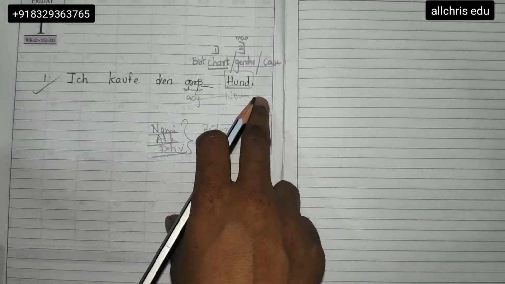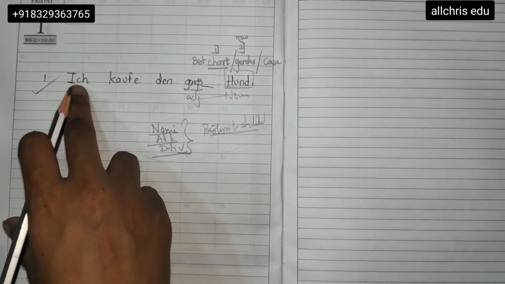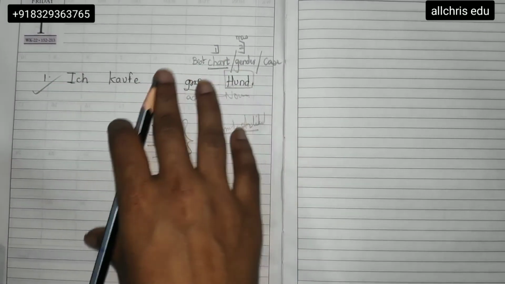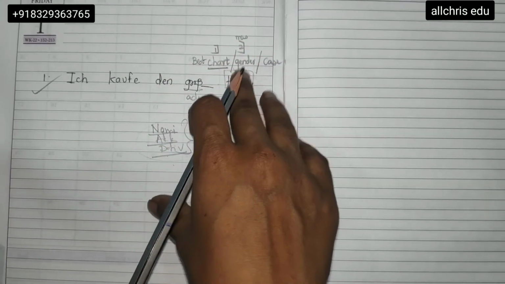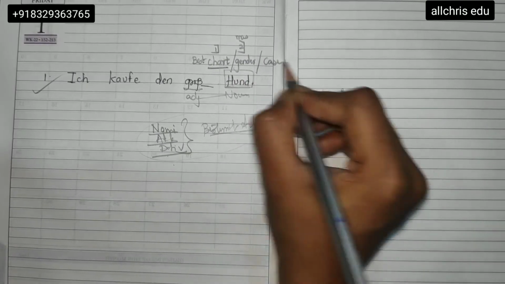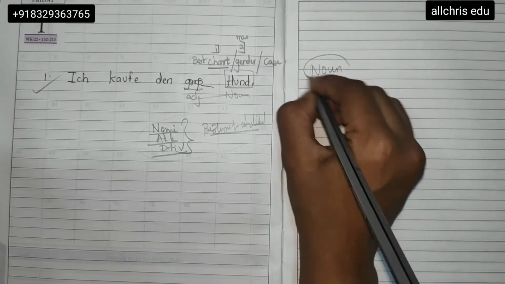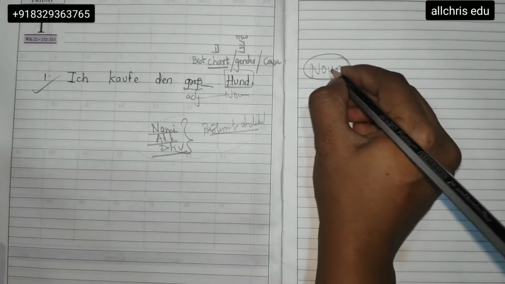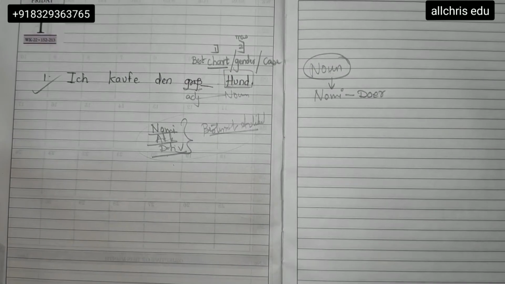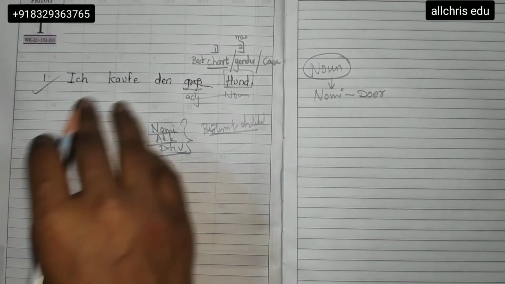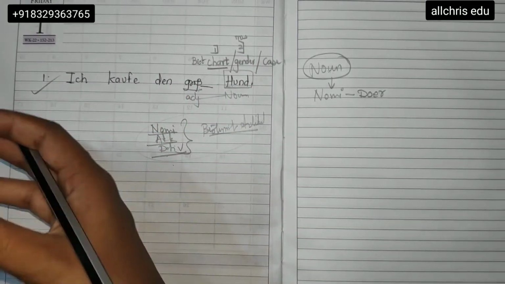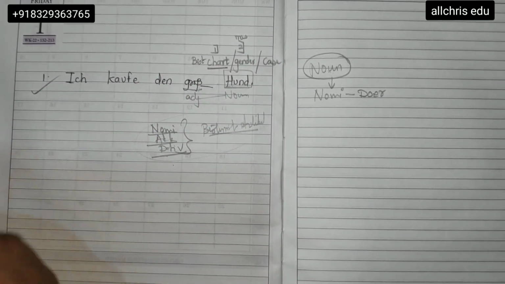So in this particular line, this Hund, how to find out whether this is nominative, accusative or dative? Whenever you want to find whether that noun is nominative, accusative or dative: a noun can be nominative if it is the doer in the sentence. How will you understand whether it is a doer? Many children get confused when an article and adjective come in the sentence. They are not able to find whether that noun is nominative, accusative or dative. I'll give you a small trick.